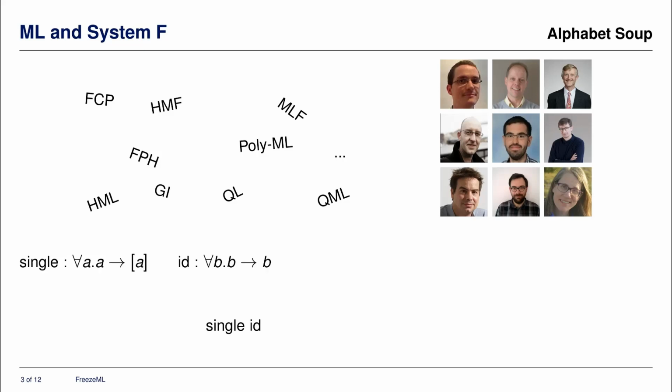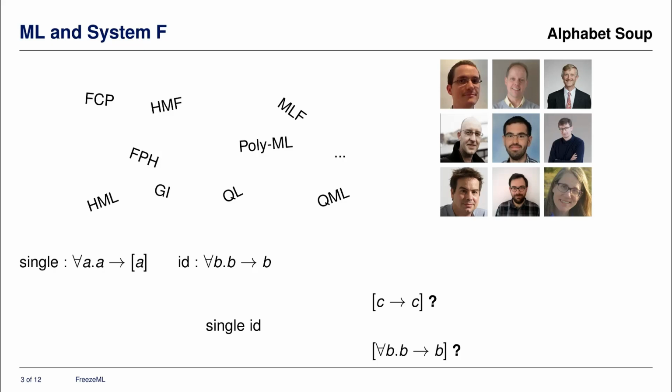We use the function single with type for all a to list of a, so the square brackets are the type constructor for lists here. And id is the identity function that we've seen earlier. Now what should happen if you apply single to id? Should we instantiate id? In that case the result type is list of c to c, where c is some arbitrary type. Or we could keep id polymorphic, in which case we end up with list of for all b to b.